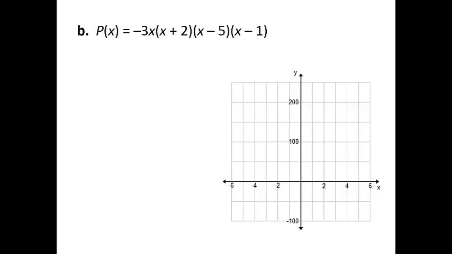Example B is p of x equals -3x times (x plus 2) times (x minus 5) times (x minus 1). Notice that the degree of this polynomial is 4, right? Because if you remember, we can look at only the leading term of each of those factors. They're all linear factors, so it's sufficient then to multiply each of those leading terms to get what the leading term of the entire polynomial is, which is -3x to the 4th. So this has an even degree, and we see that it has a negative leading coefficient.